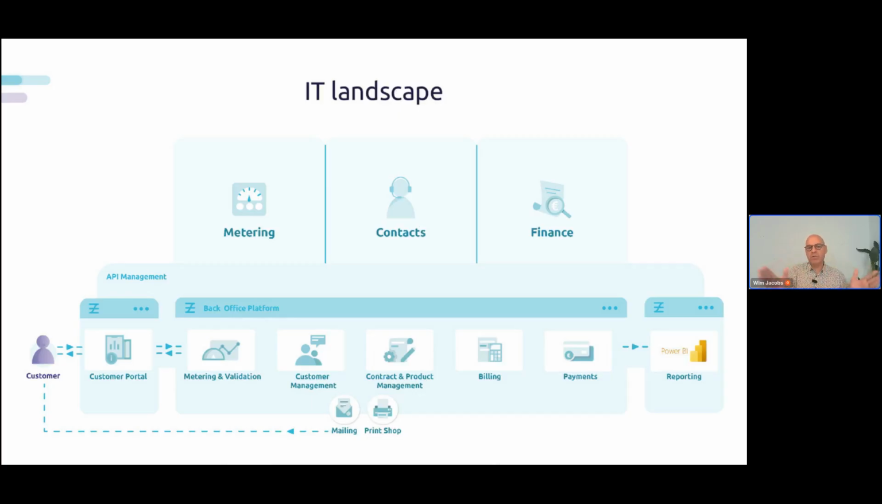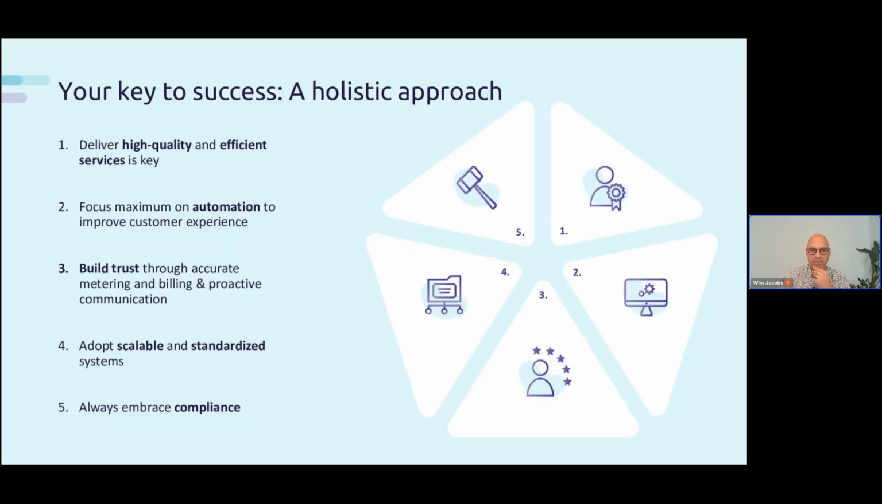If you look at the processes, you have interactions with your metering data, both pay as you go, of course, and credit metering and credit billing. Of course, you're managing your contacts and your contact center, and we help you with your finance and your payments. So that's all the scope that we are supporting as of today.